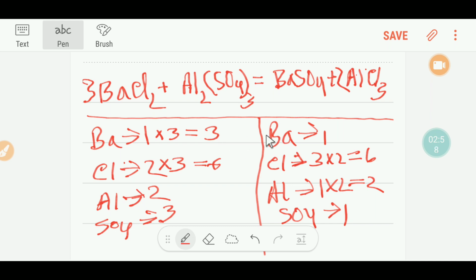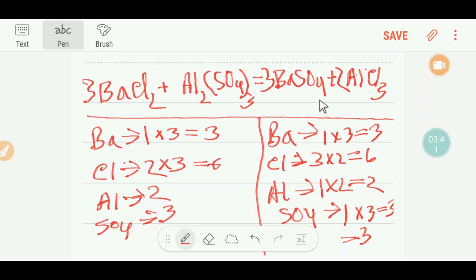Here we have 3 barium, but here we have 1. So to balance the barium, I can multiply here by 3, and these 3 must come before this barium that is here. If you put here 3, the number of sulfate polyatomic ion will be changed, so you are getting here 3 sulfate radical, right? So sulfate radical 3, 3, aluminium 2, 2, chlorine 6, 6, barium 3, 3. So this equation is balanced.